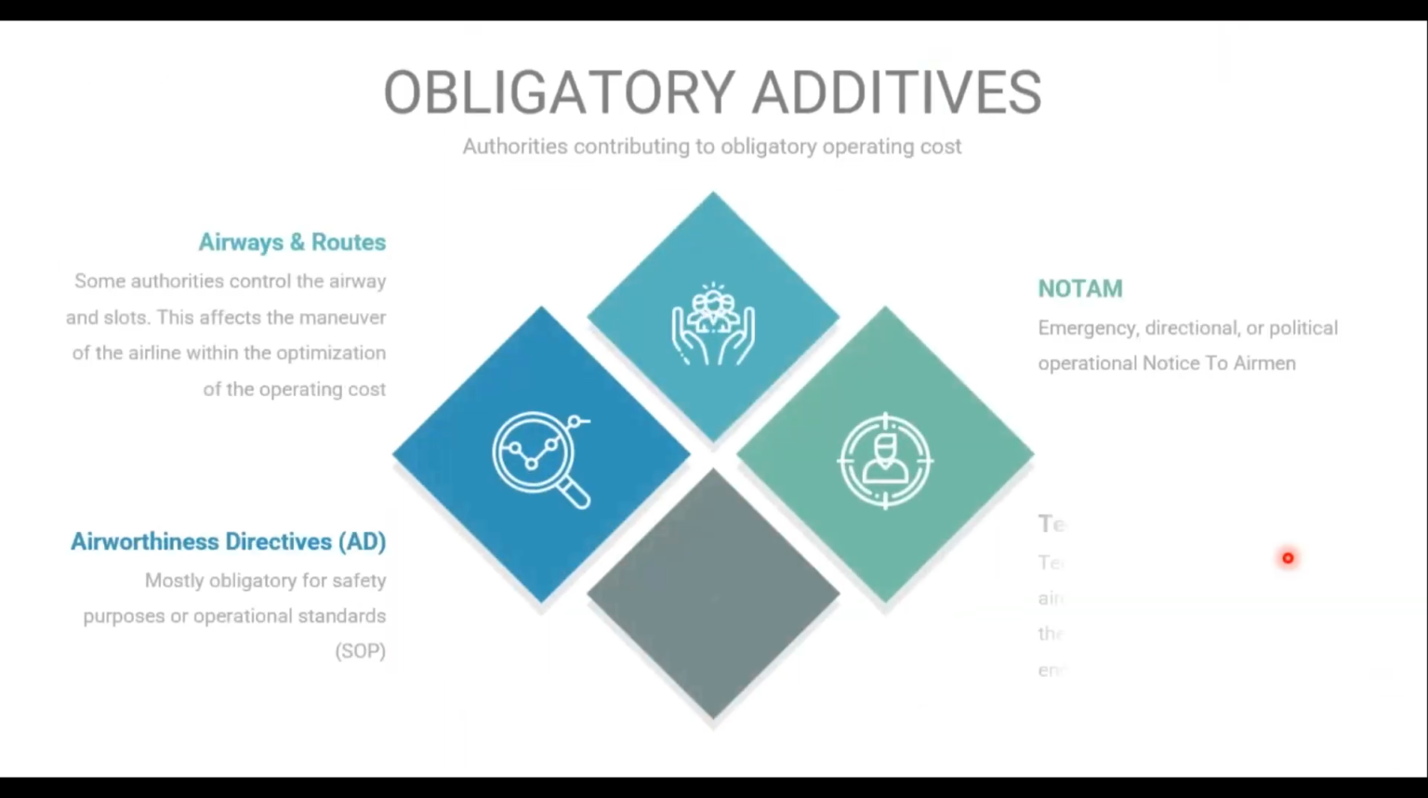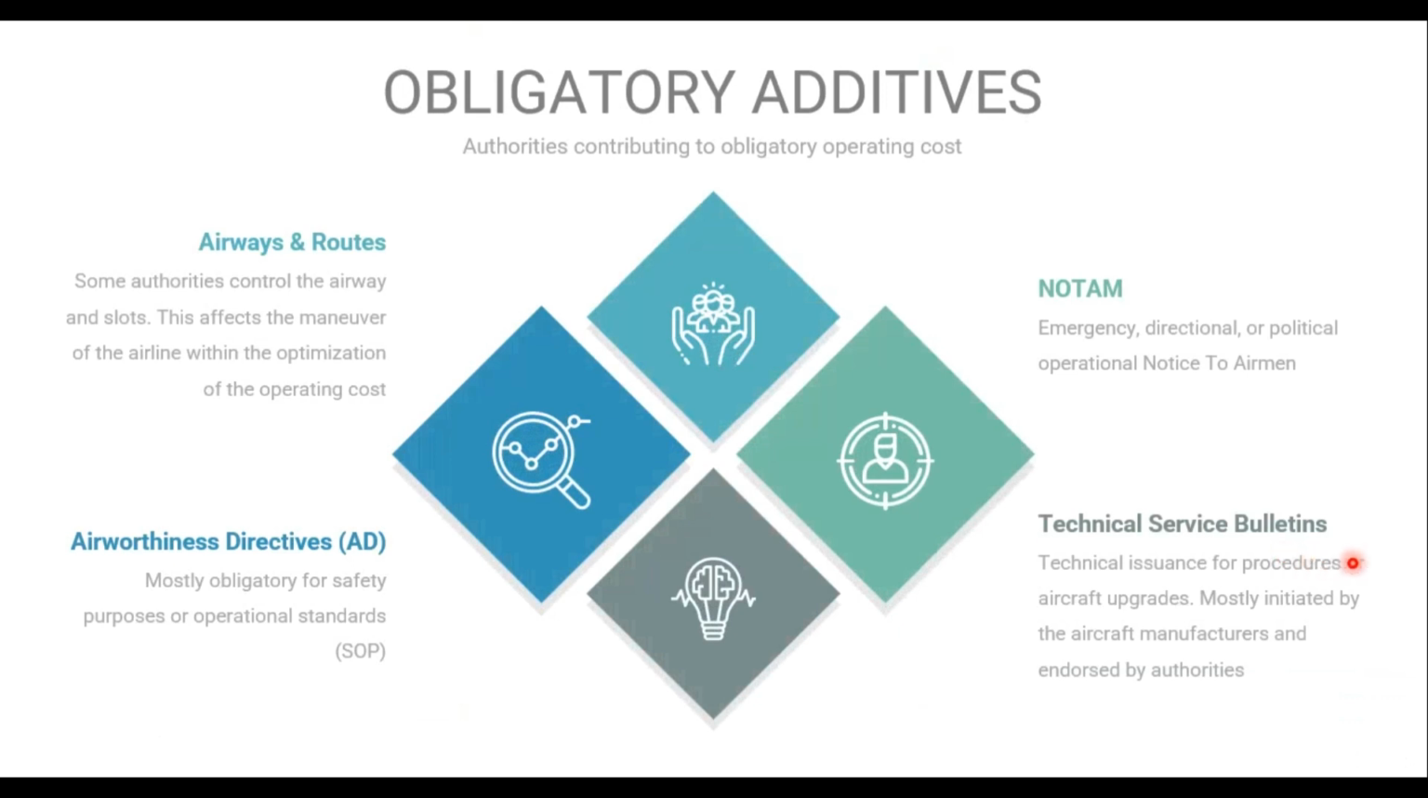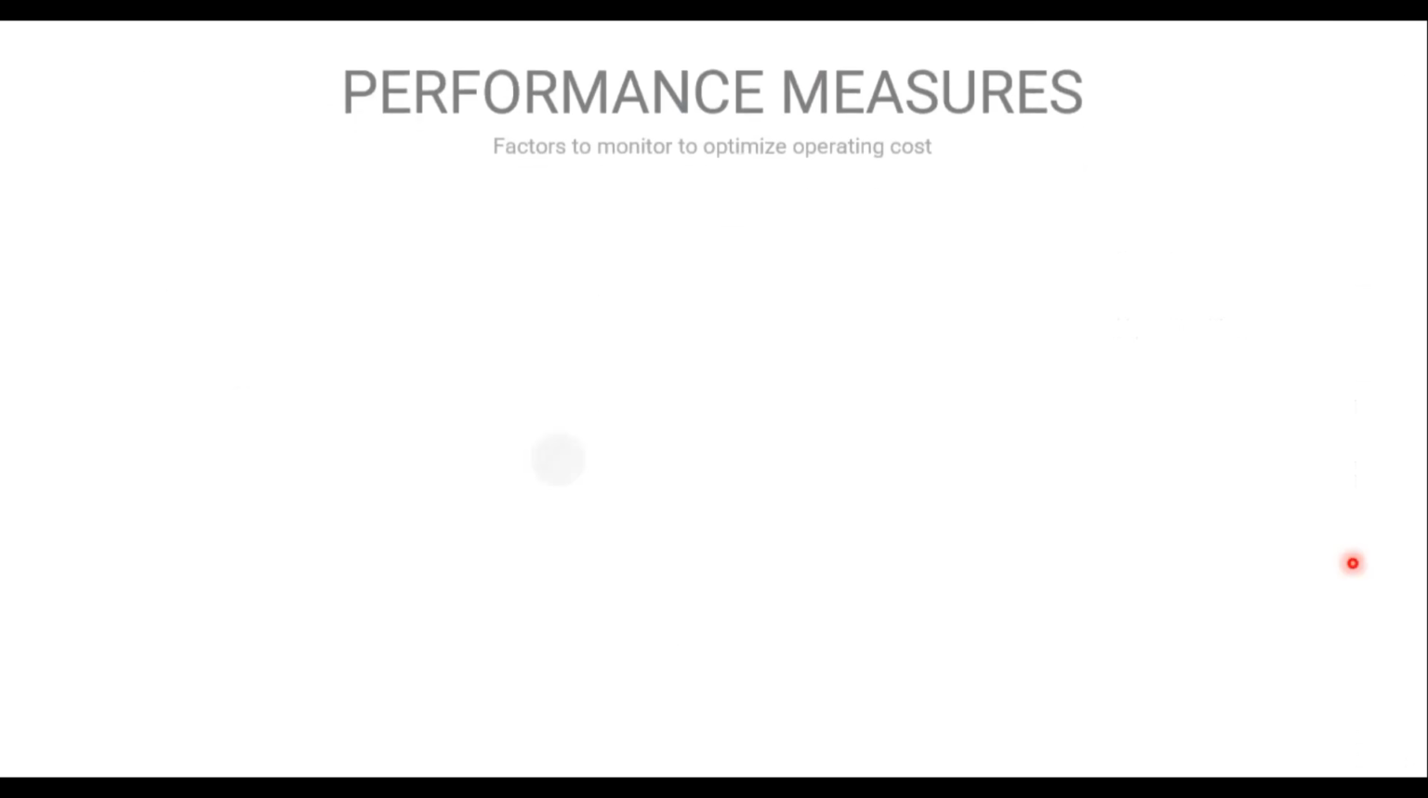We have the last part of the cost structure, the obligatory additives of the cost structure. We say here the airways, the NOTAM, the airworthiness directive, and the technical service policies. All of these factors are affecting the cost of operation. So whenever you are flying from one city to the other, one spoke to the other, you need to consider what the ATC is telling you, what ICAO requires, the NOTAMs, and all the things that you are obligated to follow.